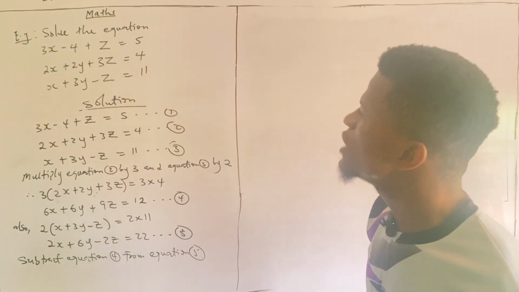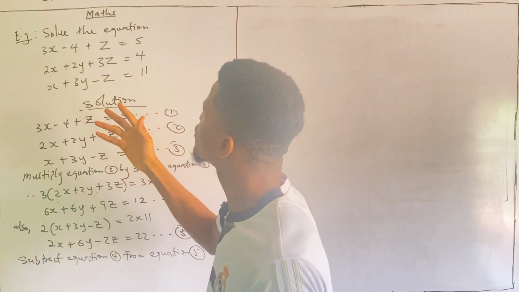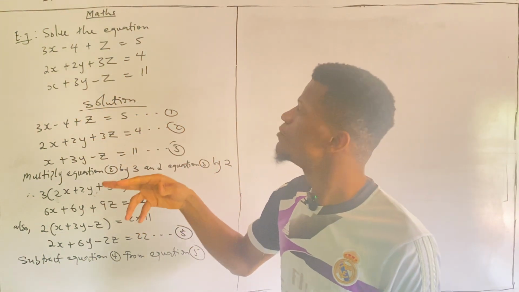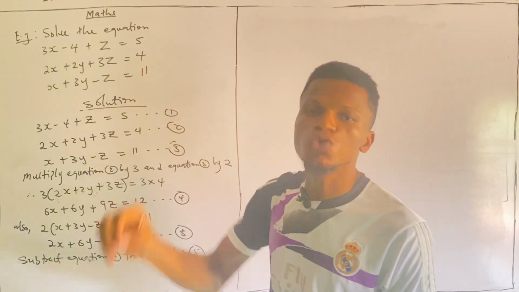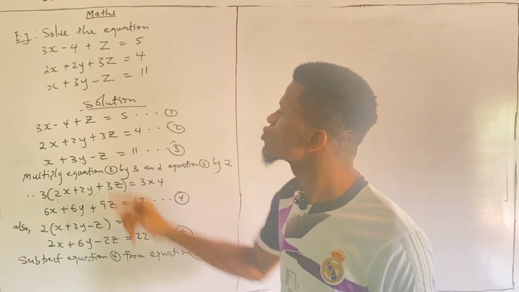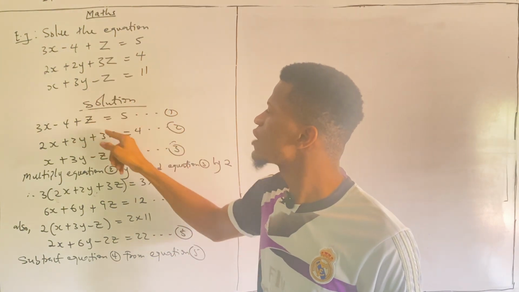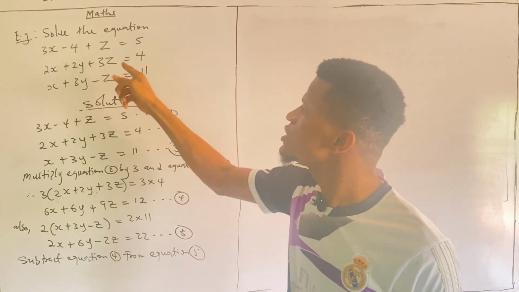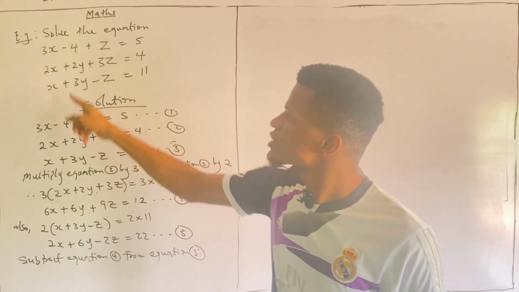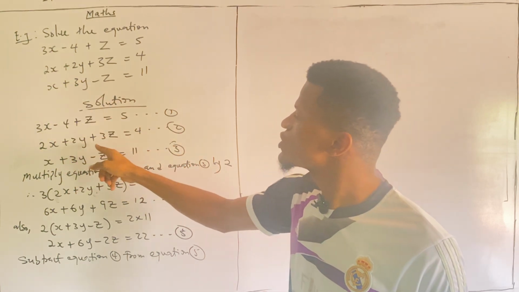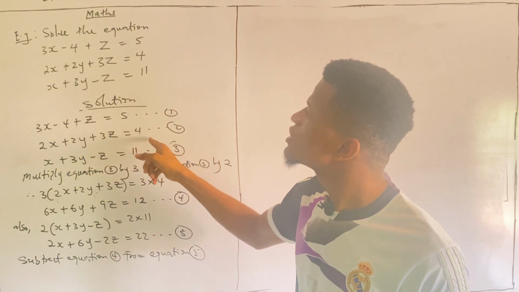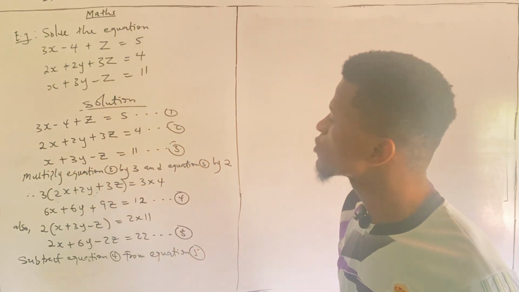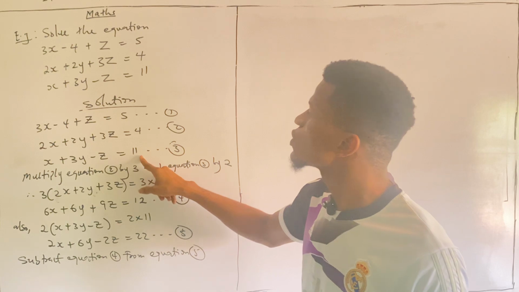All right, solution. Now I decided, for the inconvenience of misinterpreting z with 2, to cross my z this way. That's why I cross my z this way. So our first equation is 3x minus 4 plus z equals 5. Our second equation is 2x plus 2y plus 3z equals 4. And lastly, our third equation is x plus 3y minus z equals 11.